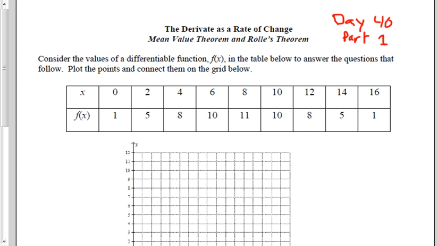Okay, so we are now going to look at the derivative as a rate of change. Again, what is the derivative? It is the slope of the tangent line. What is slope? Change in y, change in x. It is the rate of change. So this is going to lead into the Mean Value Theorem and Rolle's Theorem. Consider the values of a differentiable function f of x in the table below to answer the questions that follow. Plot the points and connect them on the grid below. So let's do that first.